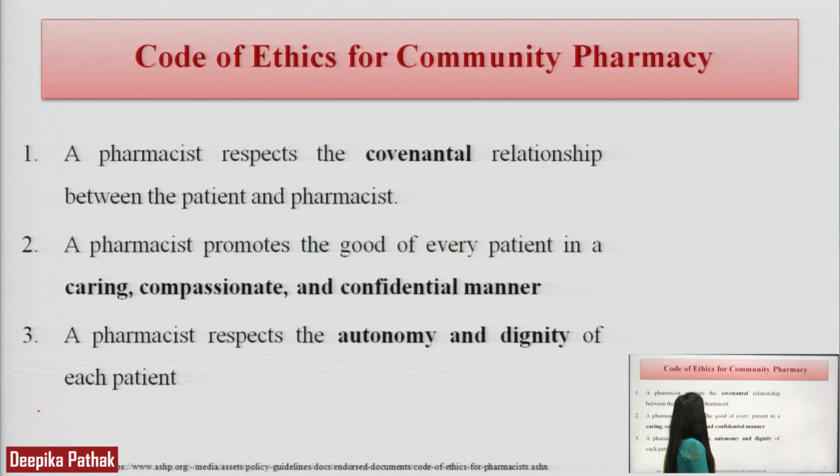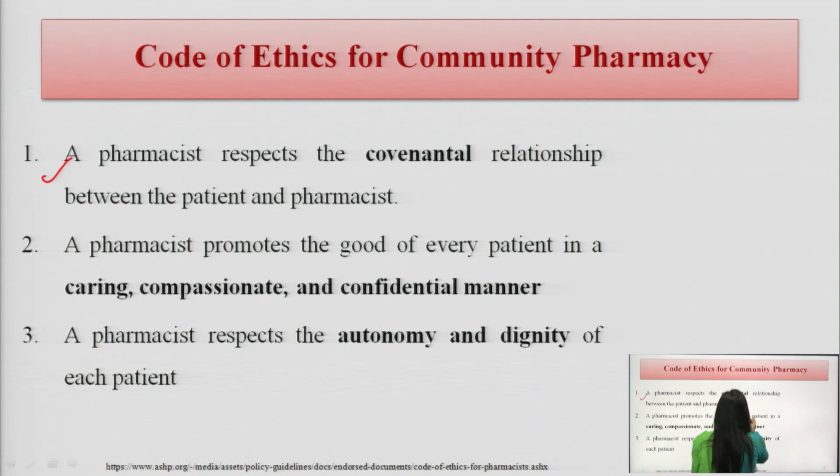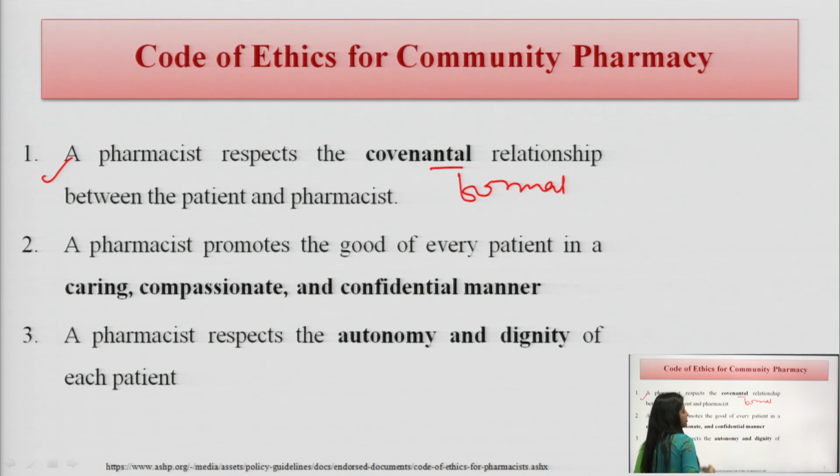First topic is the code of ethics for community pharmacy. We'll discuss pharmacists and their code of ethics, which is important from the perspective of community pharmacy. Point number one, a pharmacist should respect the covenantal relationship between the patient and the pharmacist. So there should be a formal relationship maintained between the patient, pharmacist and other healthcare professionals.